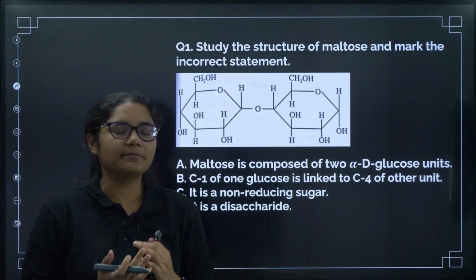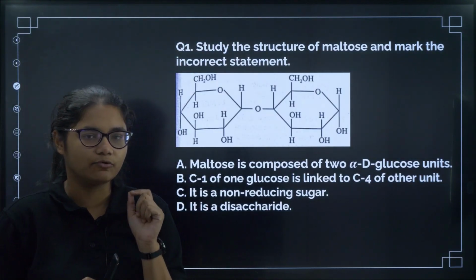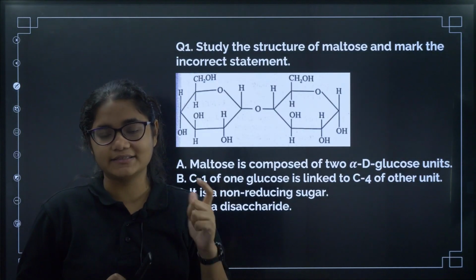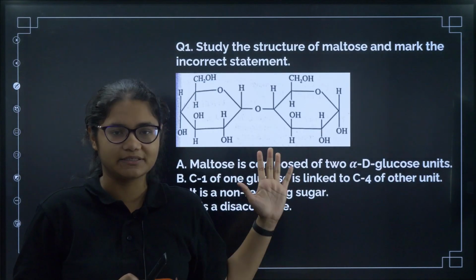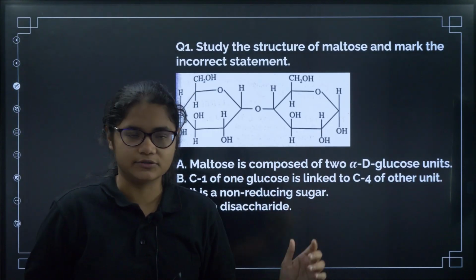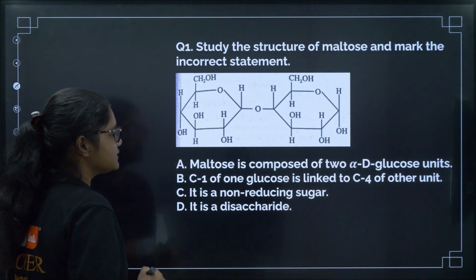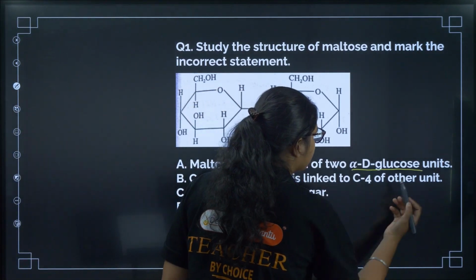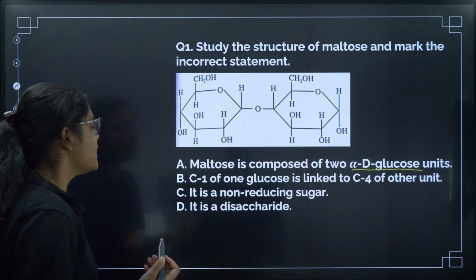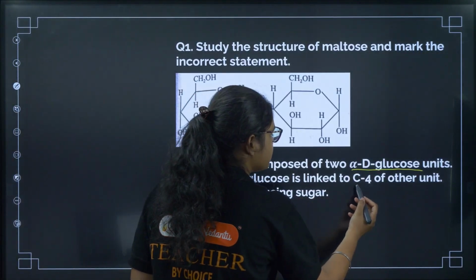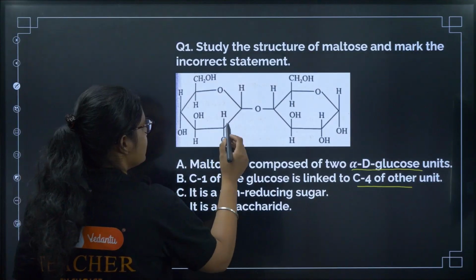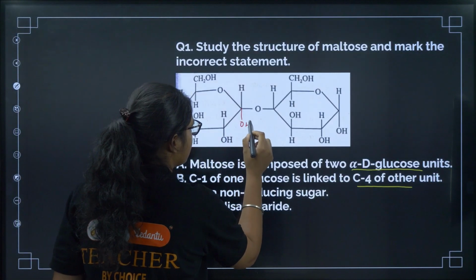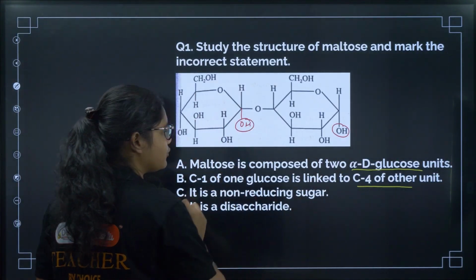In this chapter on carbohydrates, especially you have to focus on disaccharides and polysaccharides and the linkage between them, like which carbon is connected to which carbon. Many questions have been asked from that topic also. Now coming to this one, maltose is composed of 2 alpha D glucose units. This statement is correct. You can see OH should be present here and OH should be present here. This is alpha group, right?